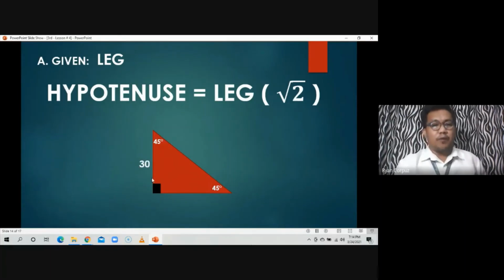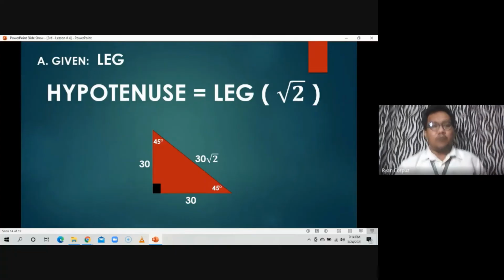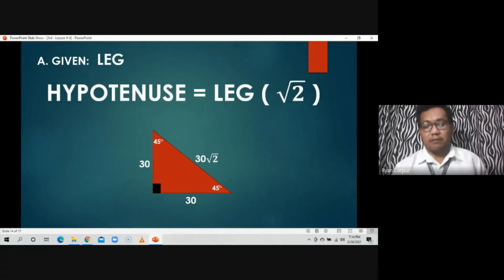So, 30, for example, yung measure of this leg. Kung 30 yun, of course, the other leg is also 30 because they are congruent in measure. Okay? So, basta given yung leg, alam mo na agad yung measure nung isa because they are congruent. So, you are asked to find for the measure of the hypotenuse. So, sabi doon, leg is to be multiplied by square root of 2. So, 30 times square root of 2 will come up with 30 square root of 2. So, ganun natin pinukuha yung measure of the sides using the 45, 45, 90 degrees special right triangle.